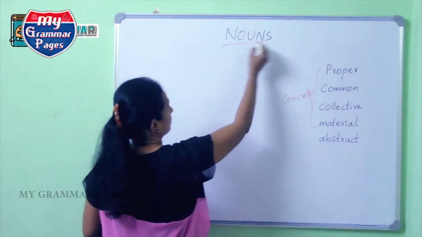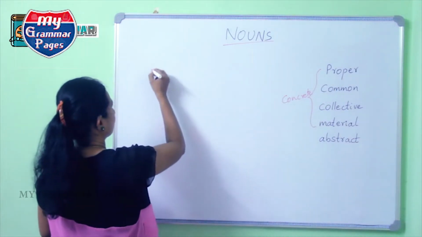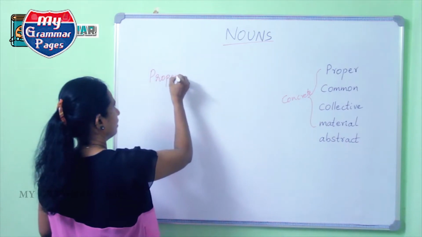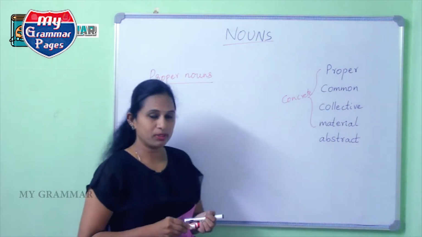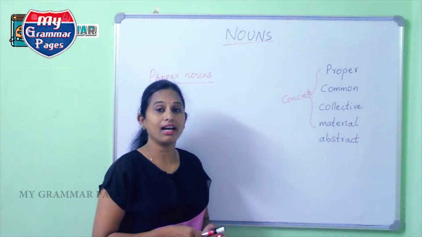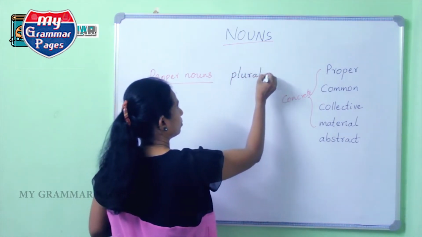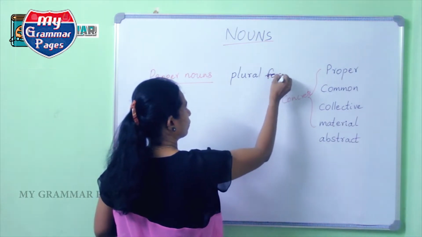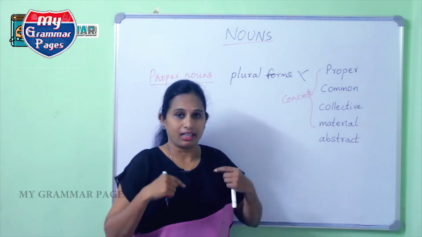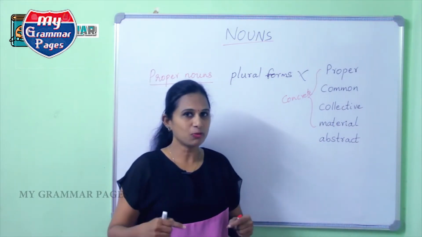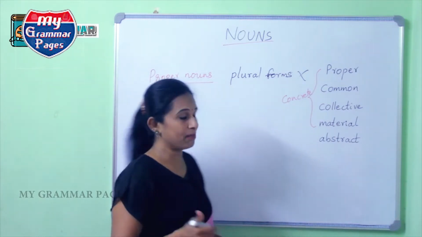Now coming to the nouns, let me take the first one, that is the proper noun. According to the features of proper nouns, they do not have a plural form. So proper nouns do not have plural forms. Suppose there comes a situation where a proper noun has to be written in plural form, let me take an example and explain.